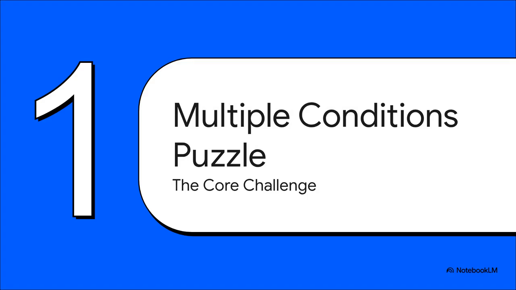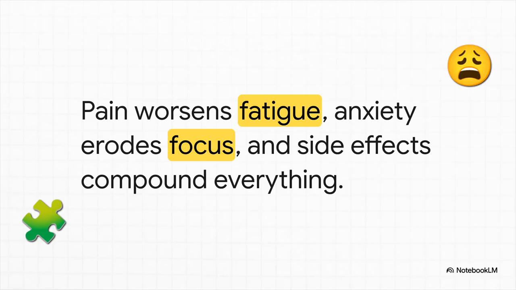So let's dive right in with what we're calling the multiple conditions puzzle, because that's exactly what it feels like, right? You're trying to fit your complex, messy reality into a system that just wasn't really built for it. Here's the core of the problem. The SSA system is built on these very specific rules and listings. They're often looking for one single condition that fits neatly into a box. But that's not how it works in the real world.